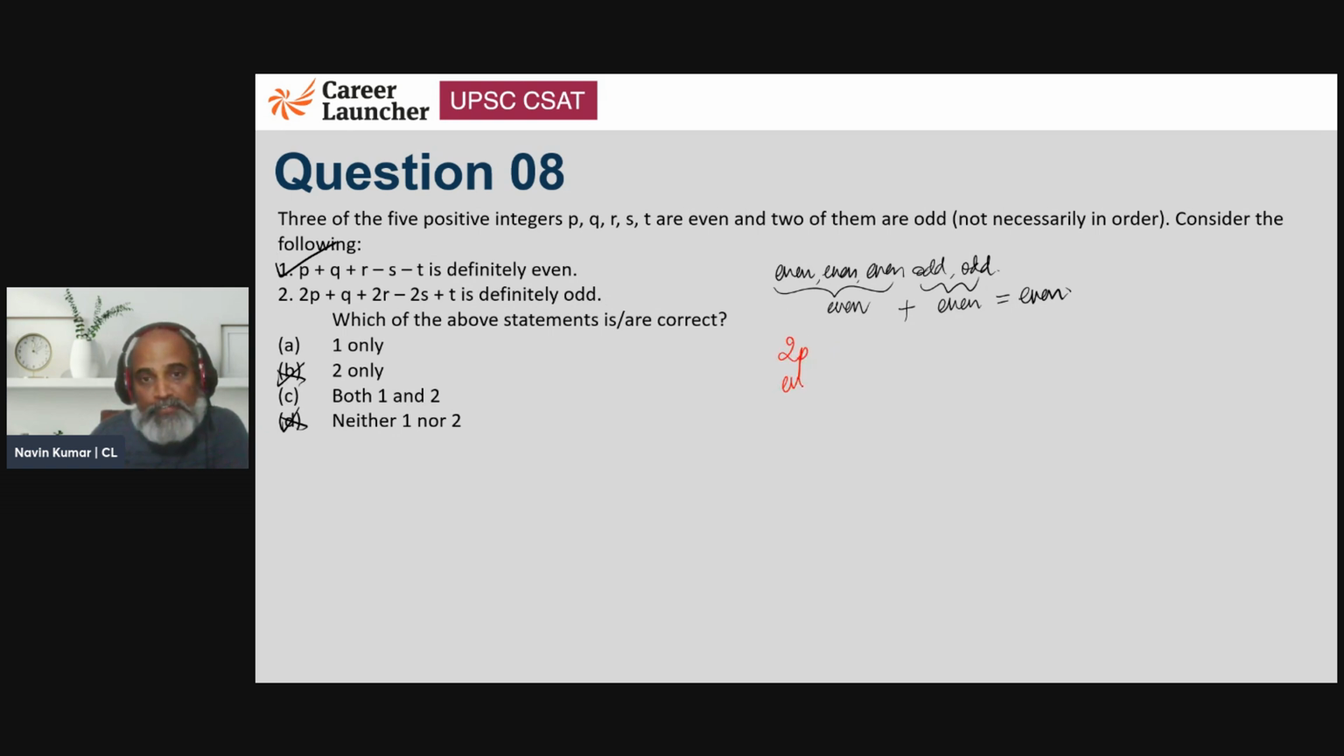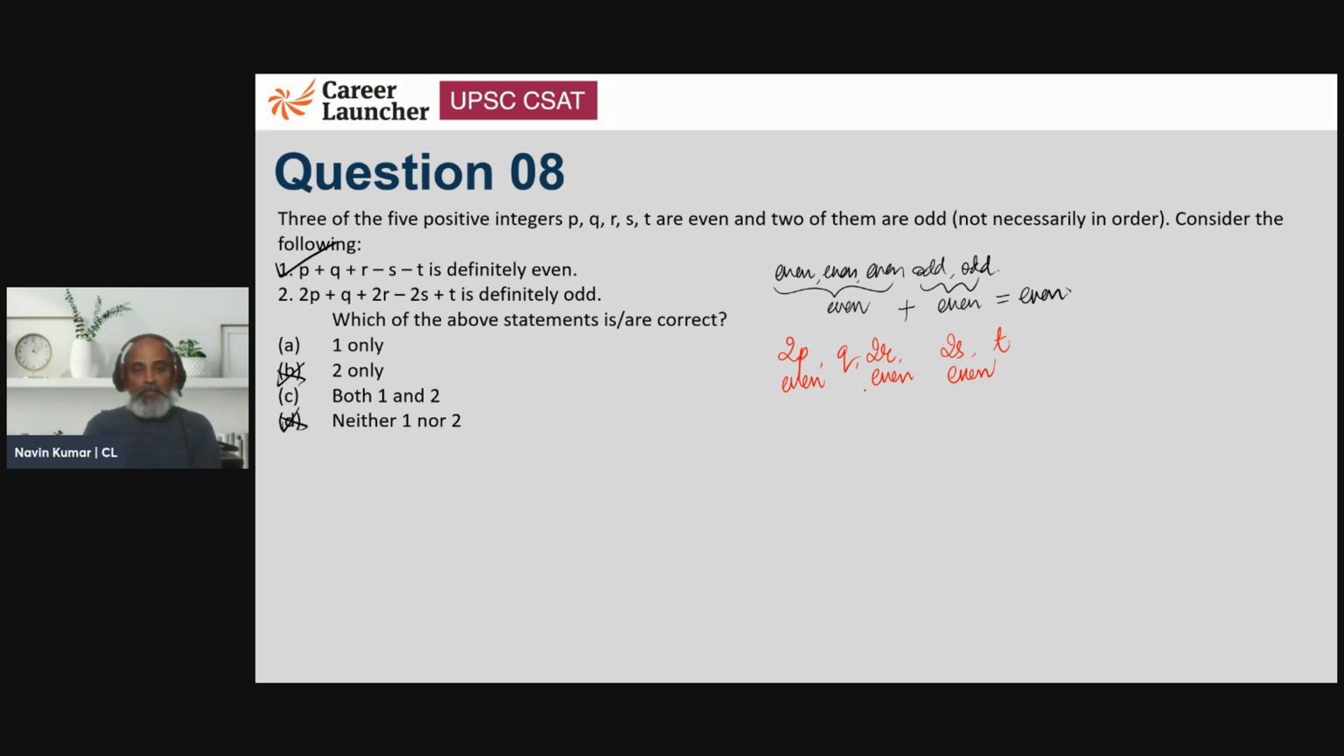2P, it's definitely even. 2R, it's definitely even. 2S, it's definitely even. And we will have Q and T. Plus minus is not our concern. Now, 2P is even, but I'm not saying P is even.